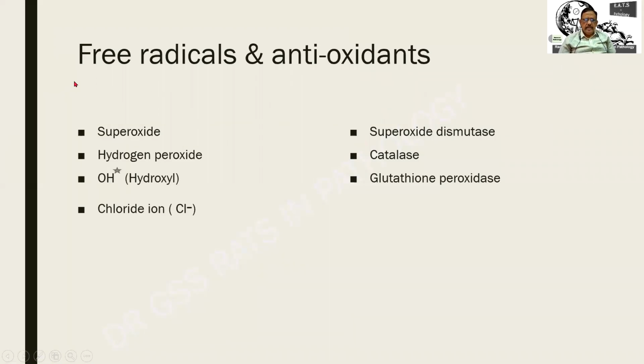This slide is the most important part of the answer, and it will be covering the free radicals and the antioxidants. The free radicals are substances which have an unpaired electron in the outermost orbit, as a result of which they have a tremendous amount of energy capable of causing destruction or digestion. So these will be the superoxide, hydrogen peroxide, hydroxyl radicals, or chloride ions or halide ions.